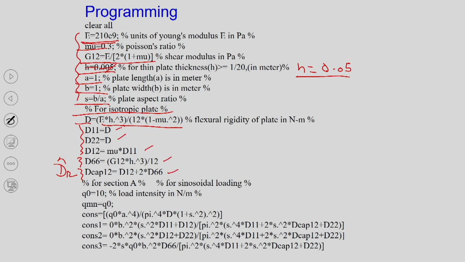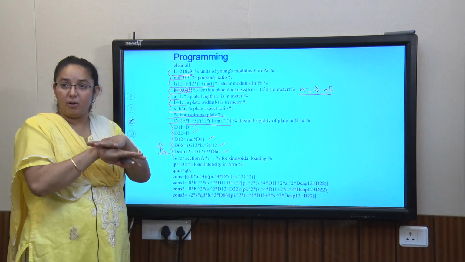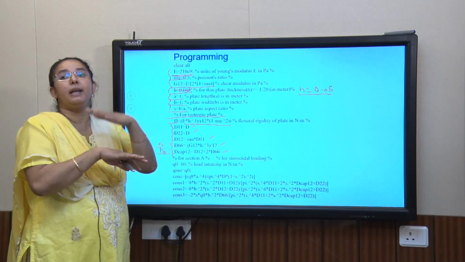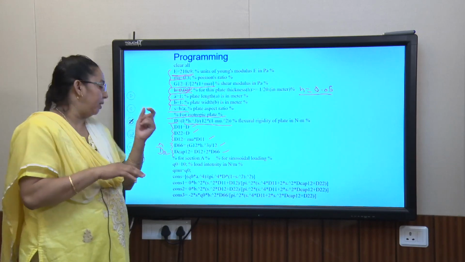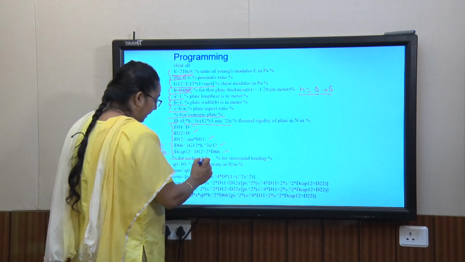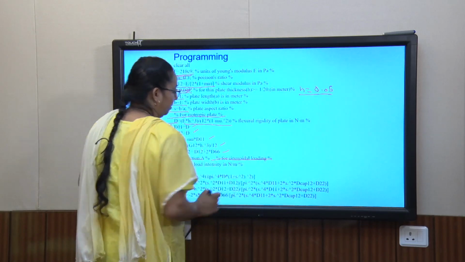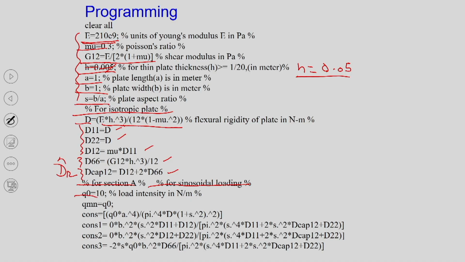First of all, we have different sections: a plate subjected to sinusoidal loading, a plate subjected to UDL loading, a plate subjected to linearly varying loading. So you will make a comment that section A is for sinusoidal loading. For Q naught you have taken 10 or whatever you want to take, the intensity of the pressure. So for sine loading it will be equal to Q naught as well, and some different constant.